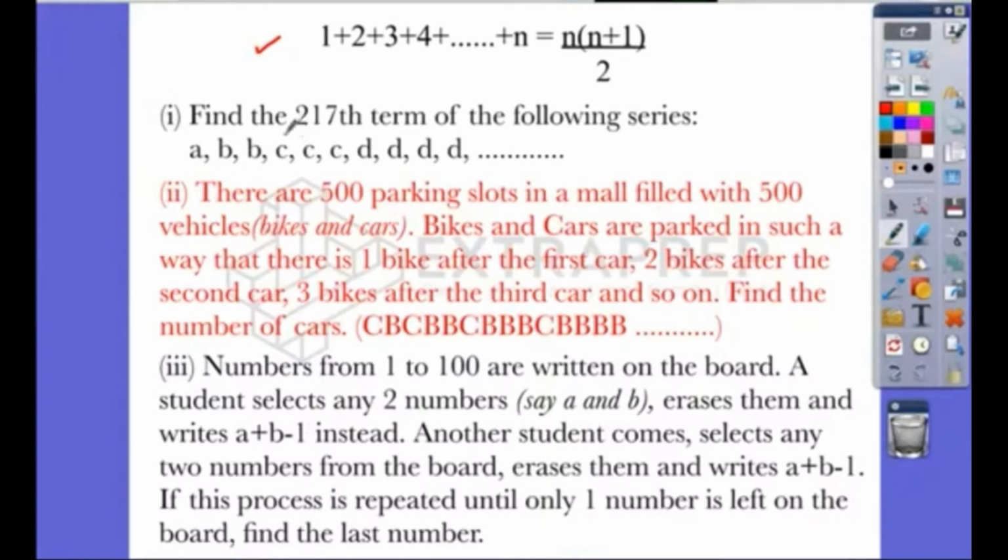Let's look at the first question. Find the 217th term of the following series. That's a, b, b, c, c, c, d, d, d, d, and what comes next? e, e, e, e, e. So 5 e's, then you get 6 f's and so on. I want you to find the 217th term of the series.